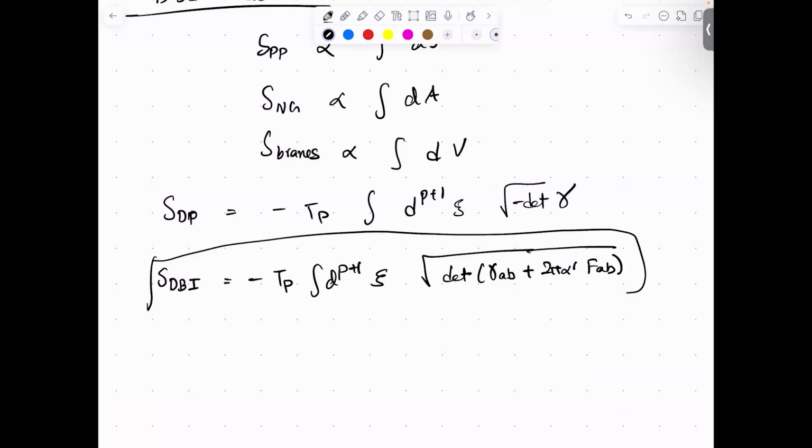You get the action of a brane called the DBI. Any guesses what D stands for? Okay, Dirichlet, one Dirichlet. Both of you. Anyone else? What does this stand for? And this will be a history lesson for you.